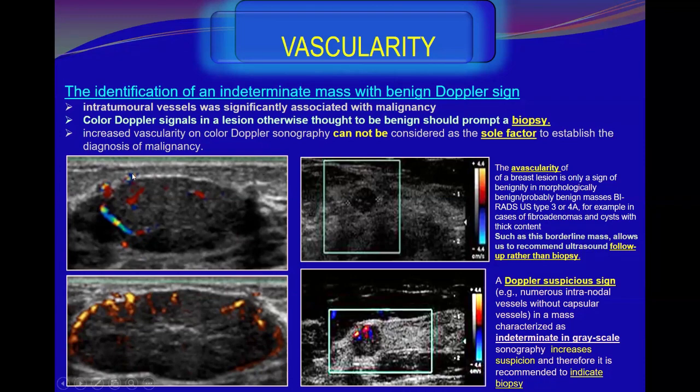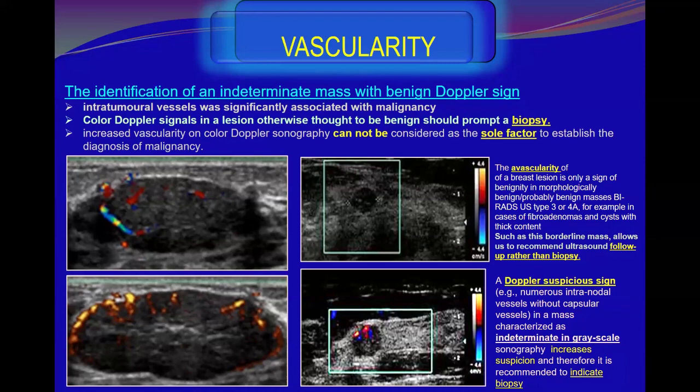If it has benign-appearing morphology, color pattern, and distribution of color flow, then it is reassuring, and the case is reported as BI-RADS 3 and the lesion is followed. If the lesion is morphologically probably benign, a soft tissue mass for the first time, then it will be BI-RADS 3. If it is avascular, this is also reassuring. It allows us to recommend ultrasound follow-up rather than biopsy.